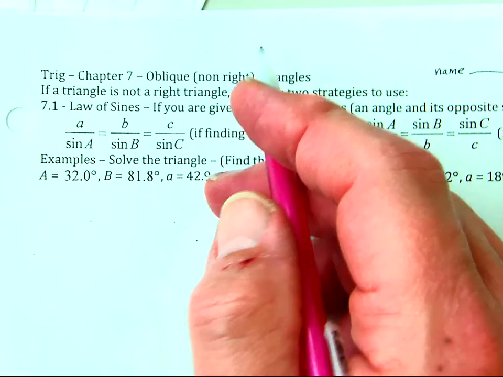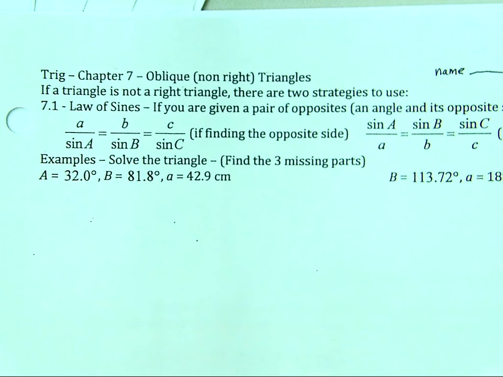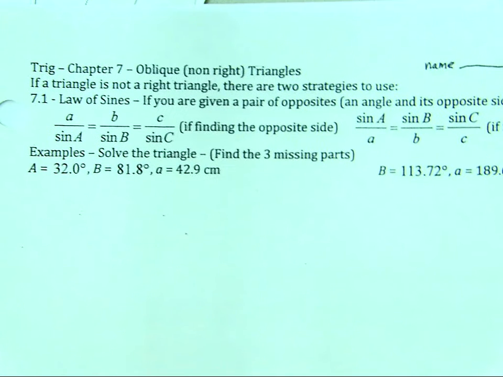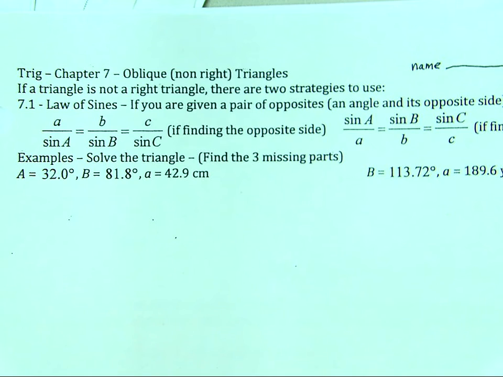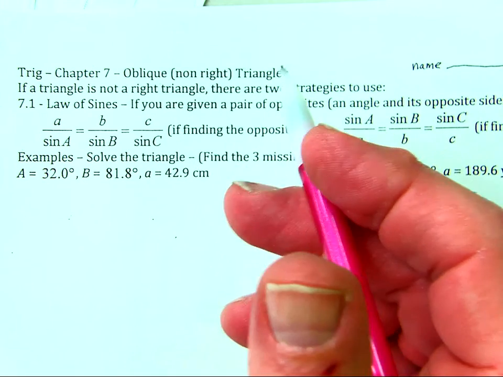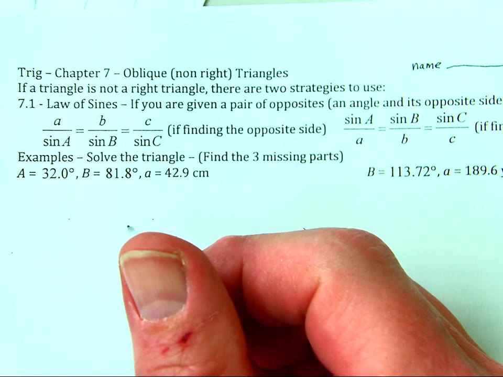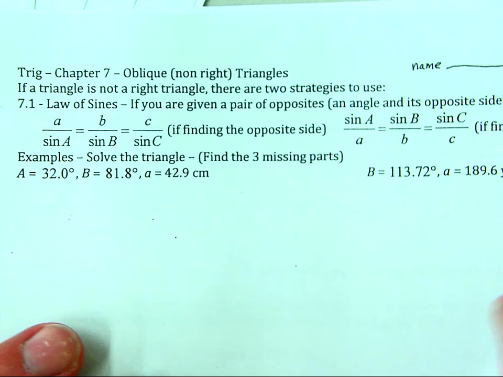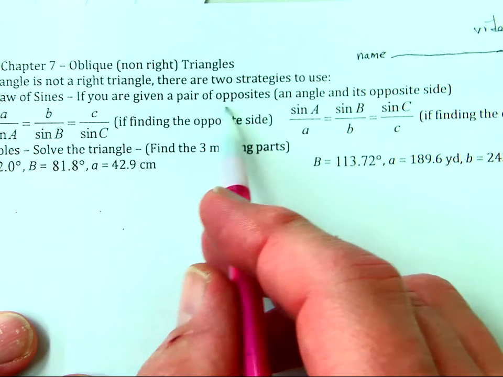So oblique triangles. There's two ways to deal with oblique triangles. The first one is called the law of sines. The law of sines is a set of ratios. So it's proportions. Equal ratios are proportions. Now, you want to use the law of sines if you got a pair of opposites.